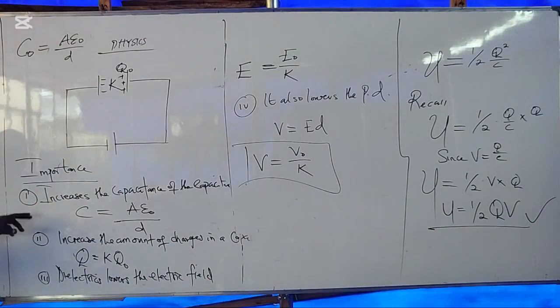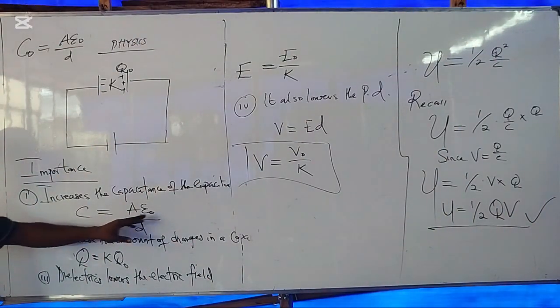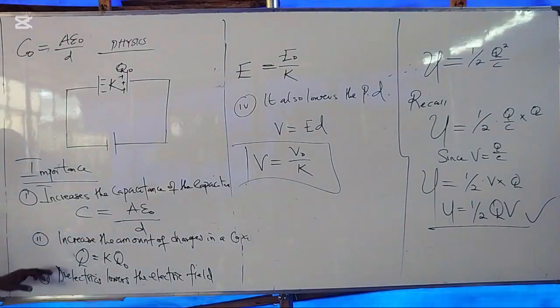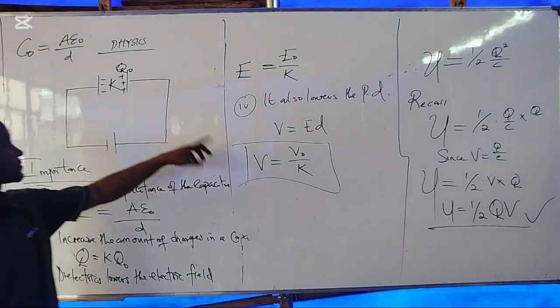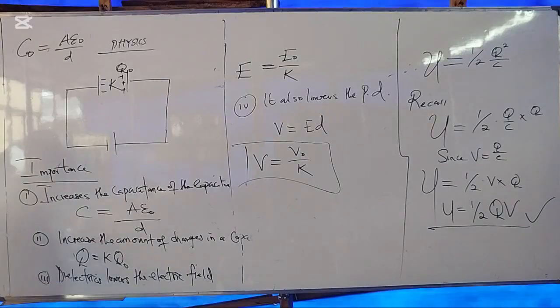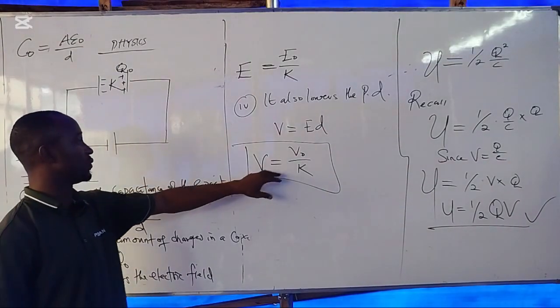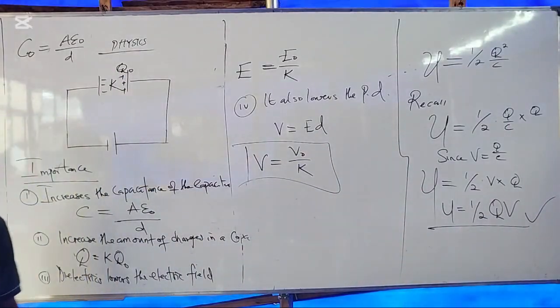So for the first one, our C is epsilon naught A divided by d. Second is Q equals K Q naught. What's the third? E equals E naught over K. What's the fourth one? V equals V naught over K.